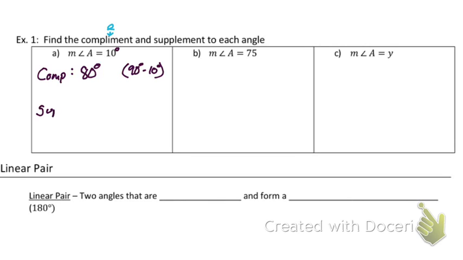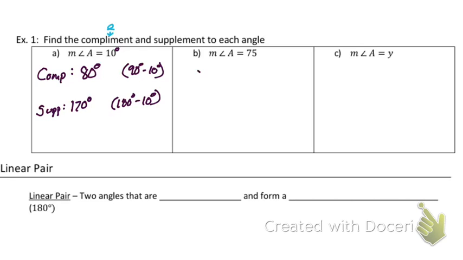All right, the supplement is the one that makes it add up to 180. In this case, it'd be 170 degrees. And that's because 180 degrees minus that 10 degrees is 170. 170 plus 10 equals 180, supplement. 10 plus 80 is 90, complement.